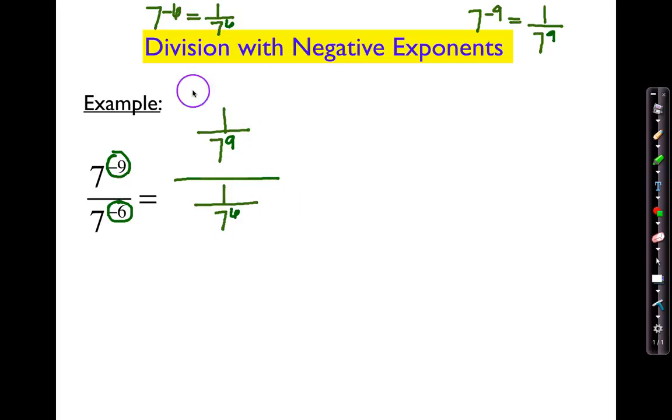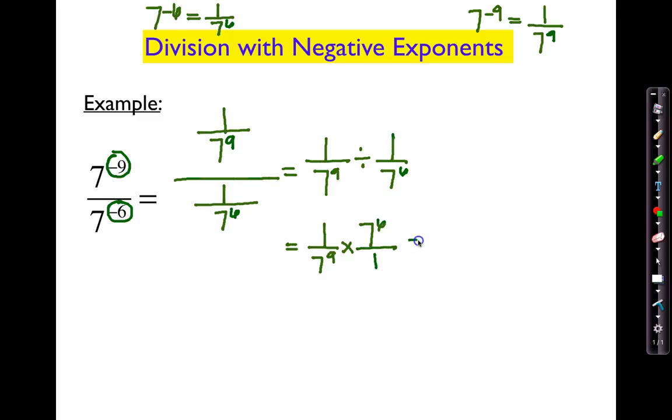So now here we have a complex fraction. So we've dealt with complex fractions before. We just say that this technically means 1 over 7 to the 9th divided by 1 over 7 to the 6th power. Here, since we are dividing fractions, we're going to rewrite this as 1 over 7 to the 9th times the reciprocal, so that's 7 to the 6th, over 1. Now multiplying straight across, 1 times 7 to the 6th power is just 7 to the 6th, and then 7 to the 9th times 1 is just 7 to the 9th.